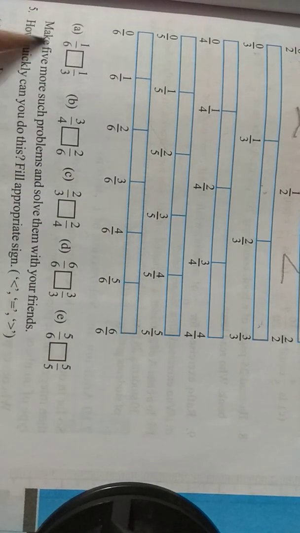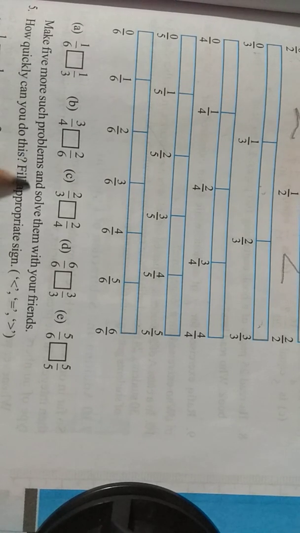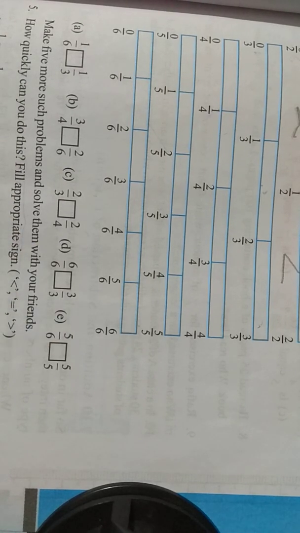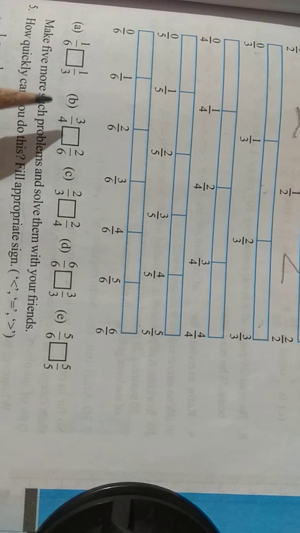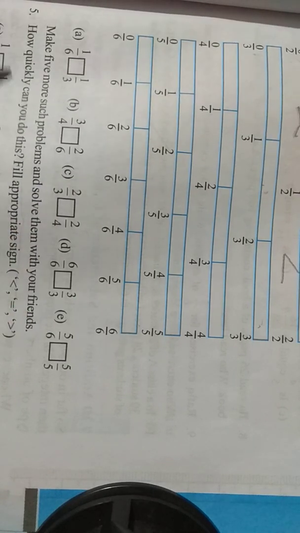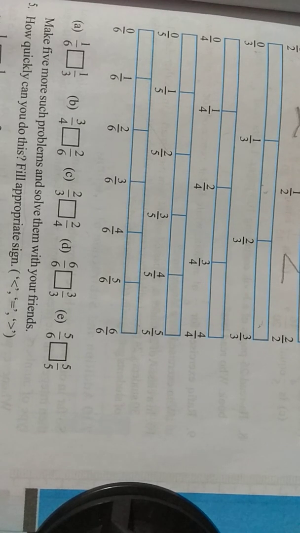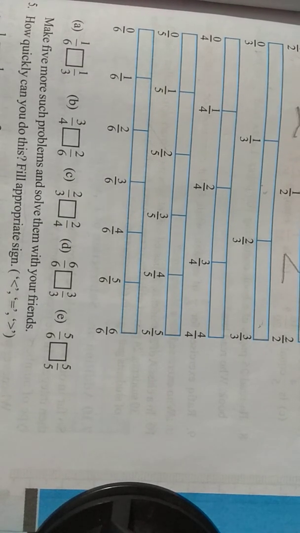I hope you will do all these. This is also the same process. Make 5 such more problems and solve them with your friends. You have to make such pairs and put the appropriate symbol. Fill up the appropriate symbol. This is also the same work you have to do.